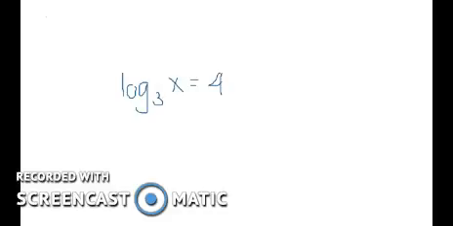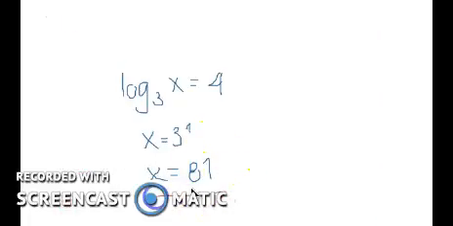Next problem I had wrong, and it is very easy, but I got confused and I divided it instead of bringing it as an exponent. So all I had to do was 3 to the 4th power. So x is equal to 3 to the 4th power, and that would give us 81. So 81 is our answer.